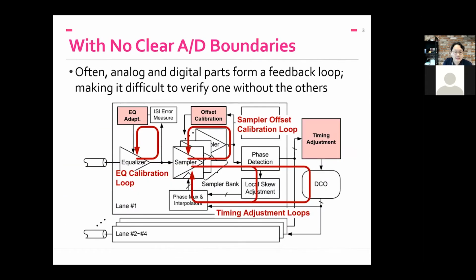Turns out it's not that easy because the analog and digital parts embedded in these SoCs are not that separable. What I'm showing here is a simple example from a high-speed I/O receiver. You have a main signal path propagating analog information, but along the way, you may have various digital engines performing either adaptation or calibration on the characteristics of these analog circuits. And often these digital blocks are interacting with the analog circuits in a feedback loop, making it very difficult to separate and therefore verify one without the others.